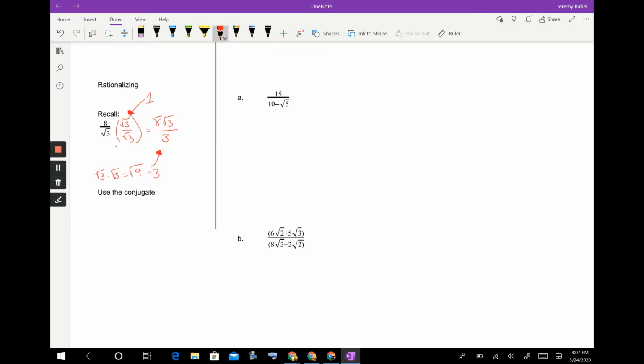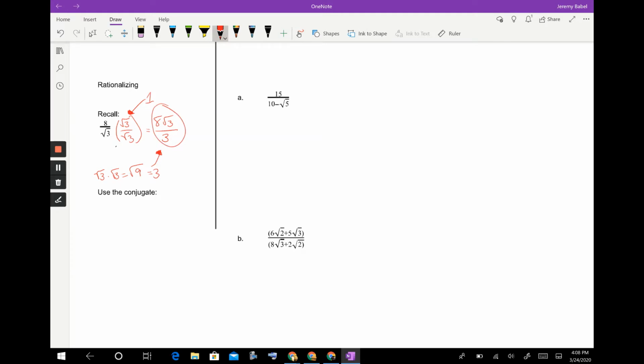Earlier in this chapter, we were rationalizing denominators. So if we have 8 over the square root of 3, we would rationalize that by multiplying by a fancy version of 1, root 3 over root 3. Top times the top is 8 root 3. Root 3 times root 3 is 3. And this is the rationalized fraction.